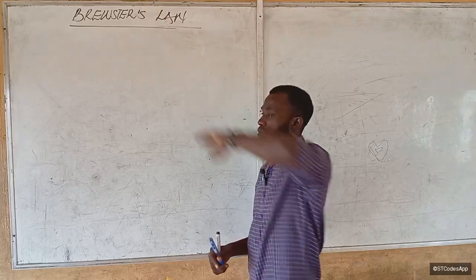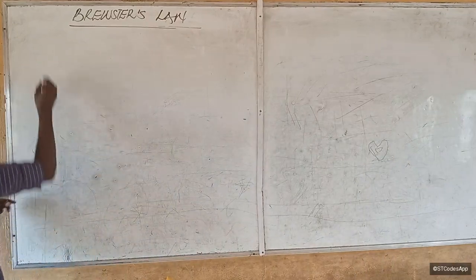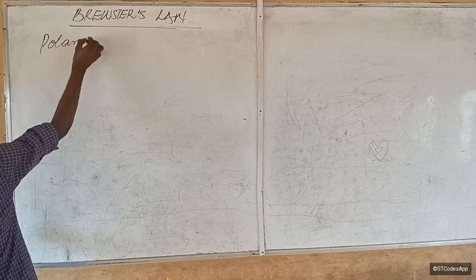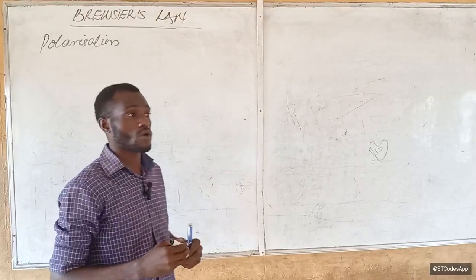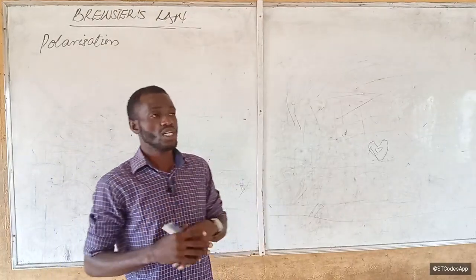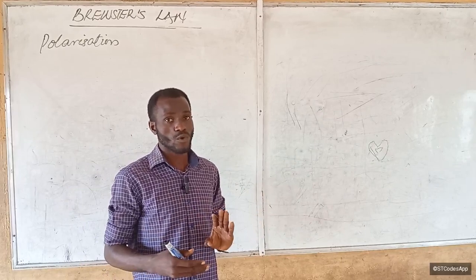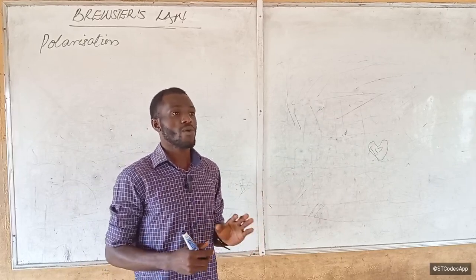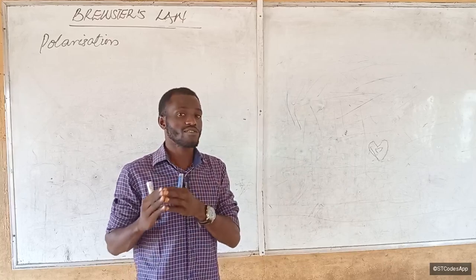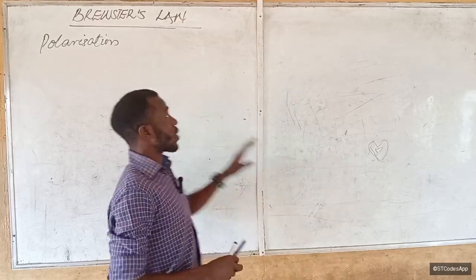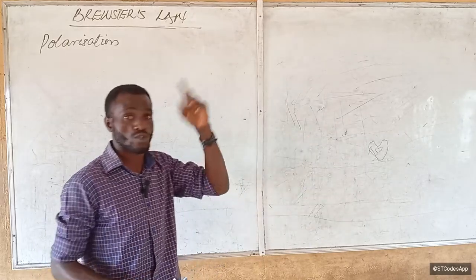All right, let's talk about Brewster's law. In order to understand Brewster's law, you must, of course, already know about polarization. Polarization is a concept that explains the motion or orientation of the electric field in an electromagnetic wave. Usually when we make an electromagnetic wave, first it is a transverse wave, and that is why it is polarizable. Only transverse waves can be polarized. I've explained that in previous videos, so do well to see those videos.